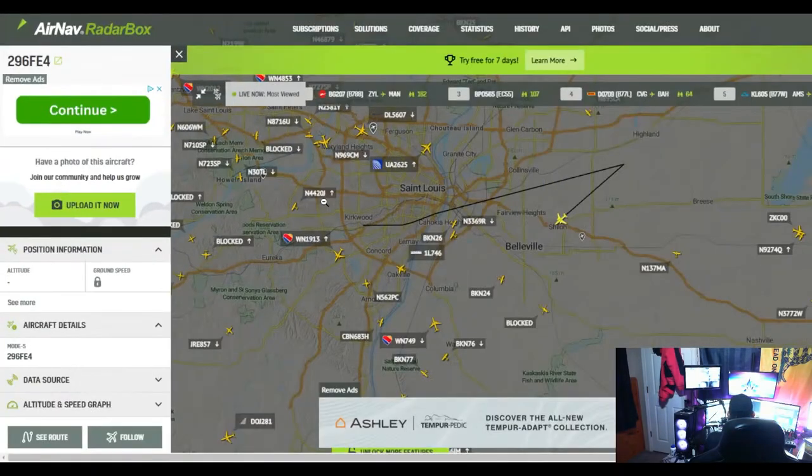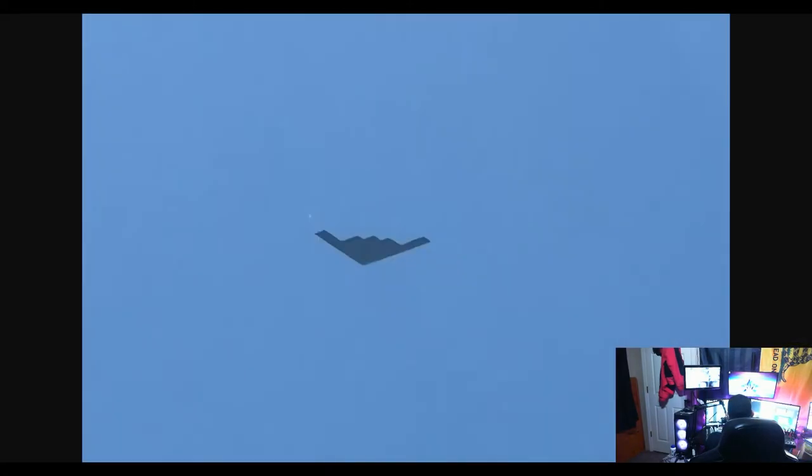Here it is. It's just that black line there. There's no information on the plane. It shows, like, the flight number is 296FE4. Right? That was it. Anyway, kind of cool.